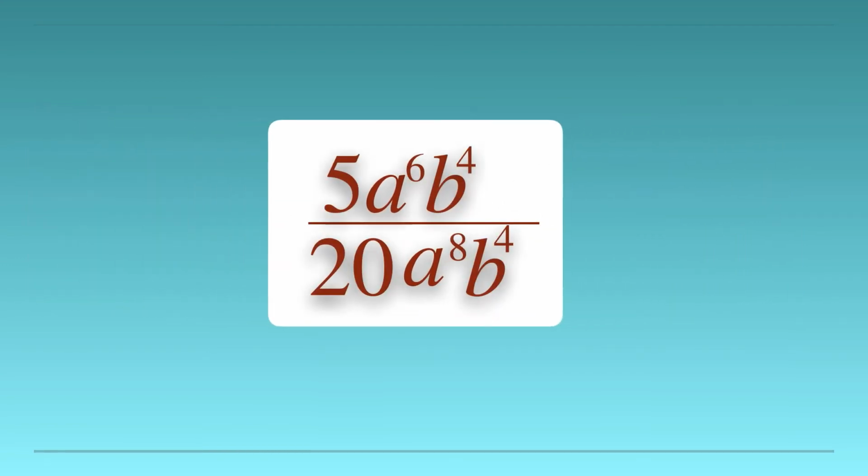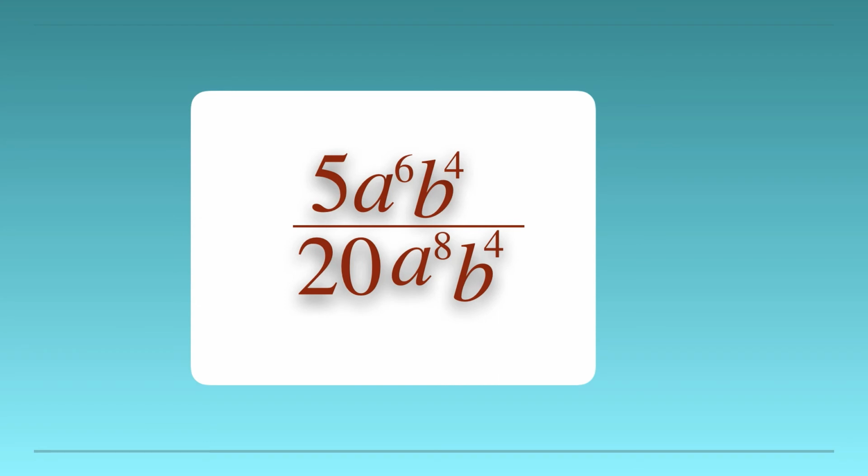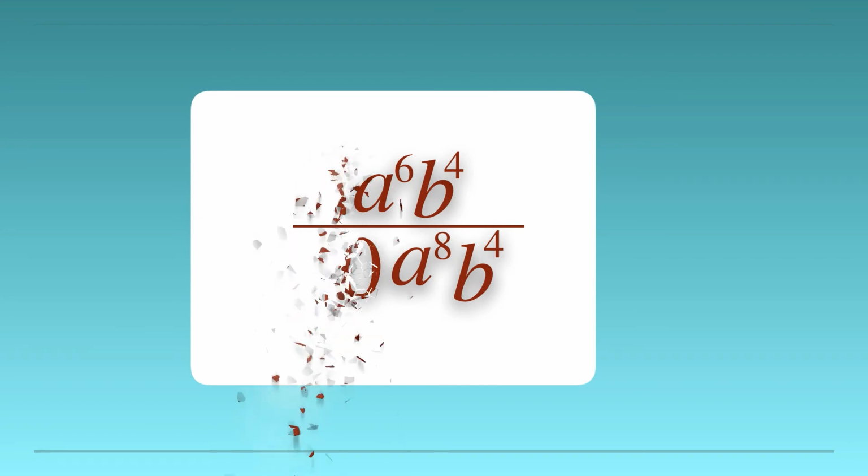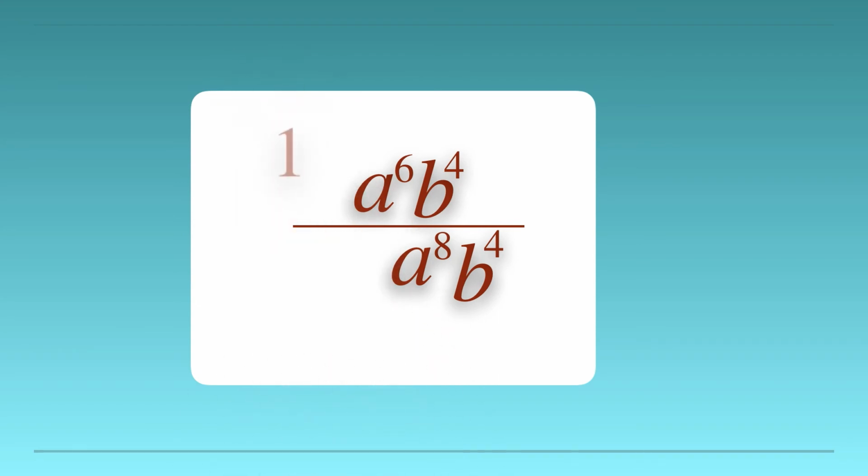We can divide more complicated algebraic expressions using these rules. For example, consider dividing 5a to the power of 6, b to the power of 4 by 20a to the power of 8 and b to the power of 4. 5 divides 20 4 times, so 5 cancels down to 1 and 20 cancels down to 4.